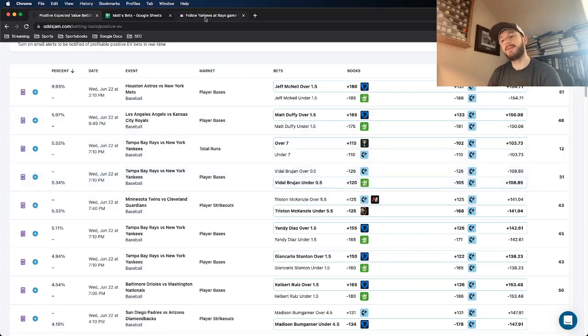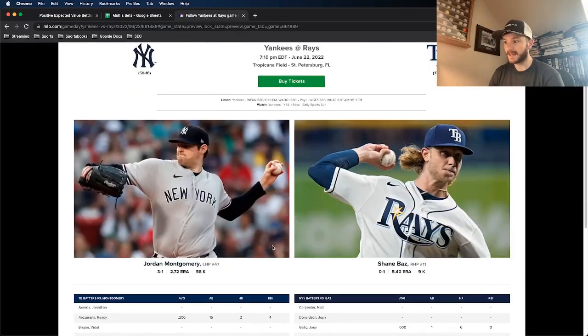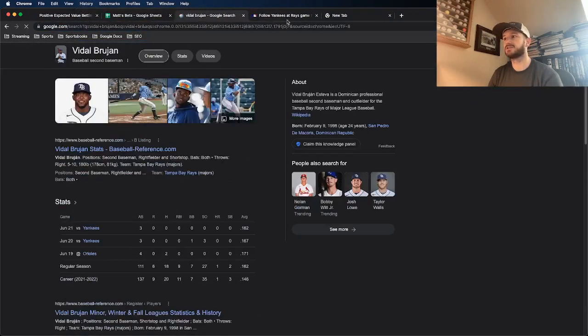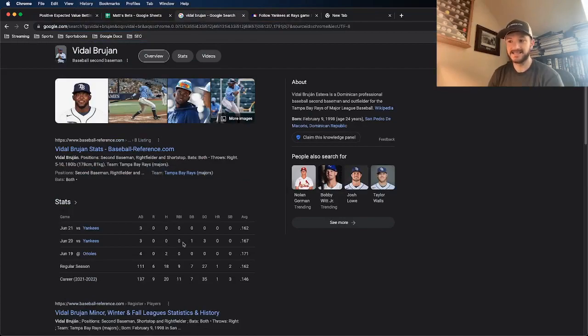So for baseball reasons, there are two reasons why I like this. Number one, this guy, Vidal, he's going up against a pretty good pitcher in Jordan Montgomery. 2.72 ERA, 56 strikeouts, left-handed pitcher. Really good pitcher for the Yankees. And if you look at his stats, which I did just look up, he hasn't had a hit in the last two games. He was walked once, but he struck out 3 times. And his average for the season is only .162, which is really bad.